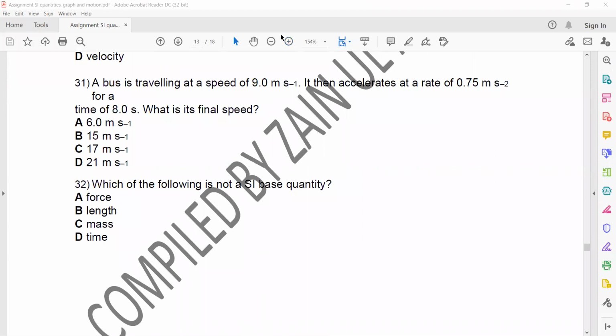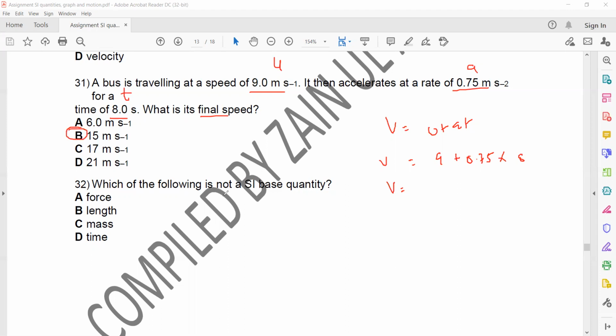And question 31, a bus is traveling at a speed of 9 meters per second, so that's u. The acceleration is 0.75, so that's a. And it accelerates for 8 seconds, so that's t. We need v, so we have the formula v equals u plus at. The initial speed is 9, acceleration is 0.75 multiplied by 8. So 9 plus 0.75 multiplied by 8 comes out as 15 meters per second.